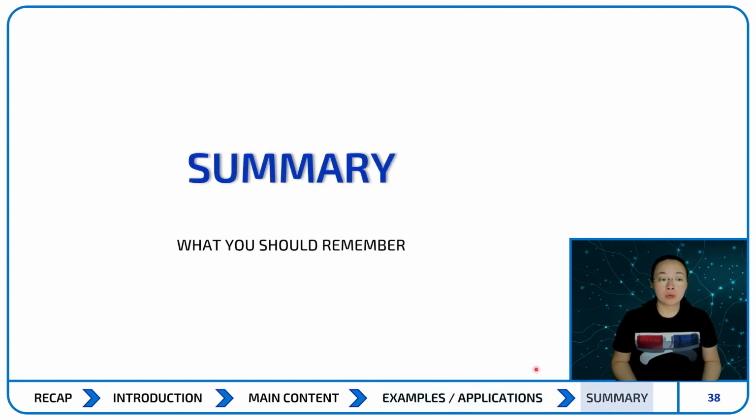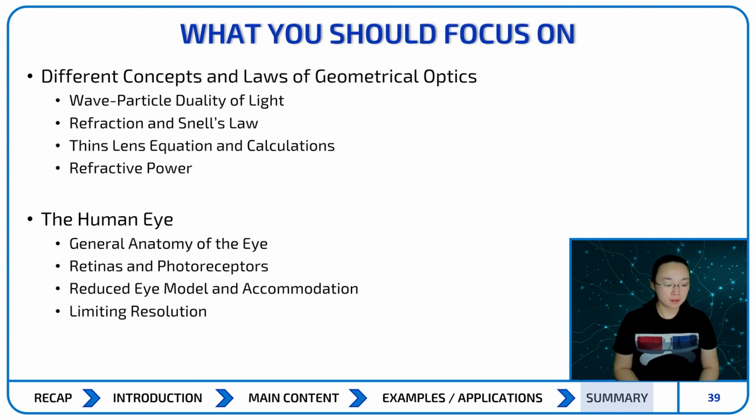So just as a summary, what should you remember from this lecture? So we did talk about different concepts and laws for geometrical optics. Those would be very important. So definitely understand the wave-particle duality of light, understand how to use Snell's law and calculate refraction, understand the thin lens equation and know how to use it, know what object distance, image distance, and focal point are, and of course, be able to calculate the refractive power.